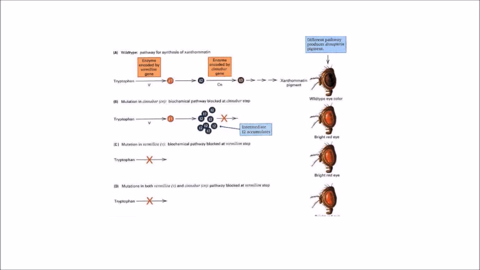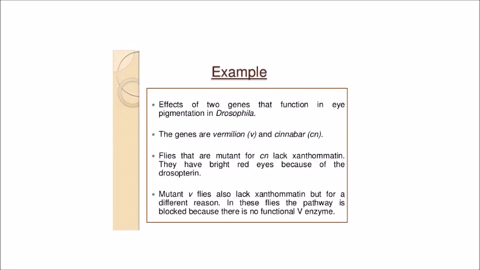Next, here is a classical example of epistasis, the eye pigmentation in Drosophila. There are mainly two different kinds of genes that exist. One is called vermilion, denoted by small v. Another is cinnabar, small cn. Now the flies that are mutant for cn lack xanthommatin, a kind of pigment, and they have bright red eyes because of the presence of drosopterin. In some cases, mutant small v, vermilion, flies also lack xanthommatin, but for a different reason. In these flies the pathway is blocked because there is no functional capital V vermilion enzyme.